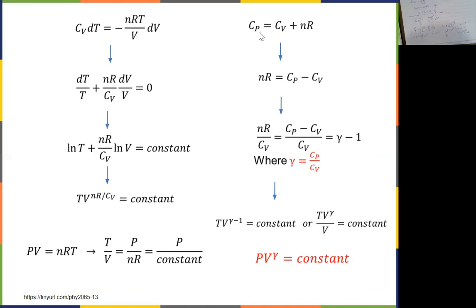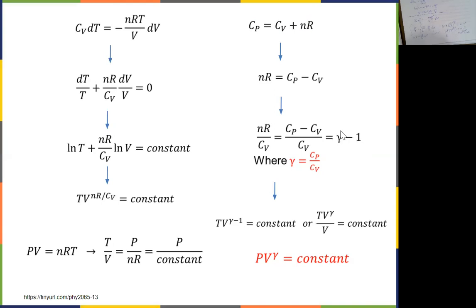CP is equal to CV plus nR. This is for an ideal gas. So then nR equals CP minus CV. All right, so nR over CV, which is this power term here, should be CP minus CV over CV, which is equal to gamma minus 1. We write that gamma equals CP over CV. So that's gamma.